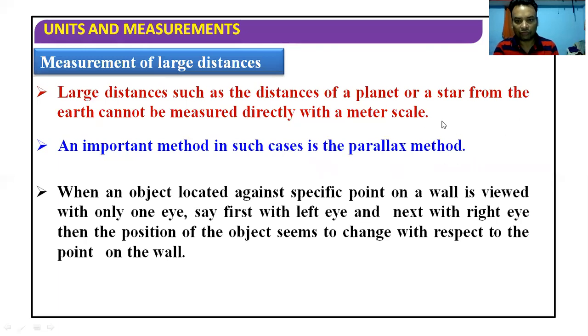So before going to the parallax method, what is parallax? By a simple experiment, we can find out the meaning of parallax. You take a distant wall at quite a distance from you and make a spot on that wall. And the condition is that the wall from our eyes should be at a sufficient distance, at least 10 to 15 meter away from us.